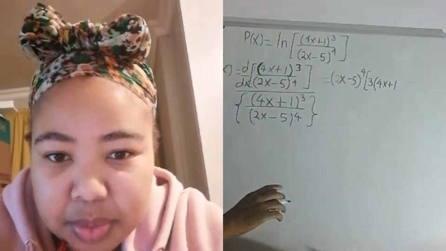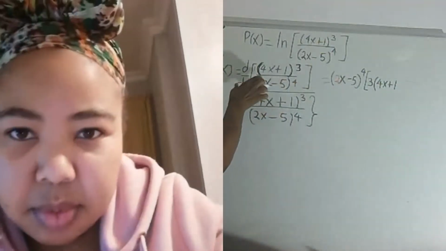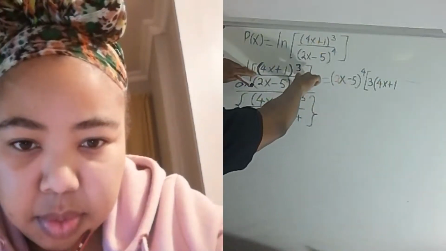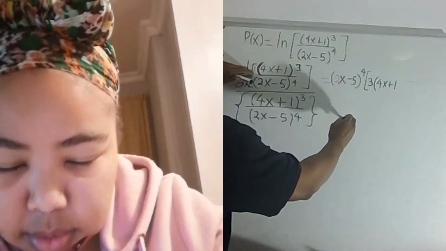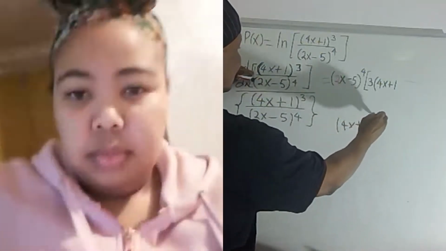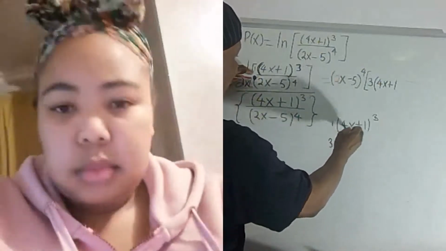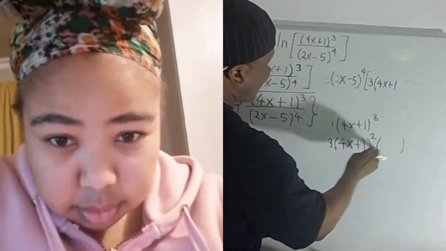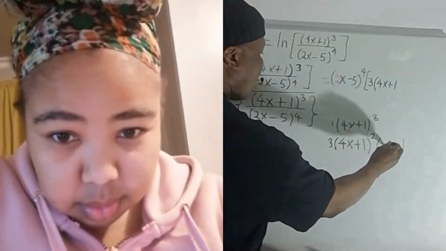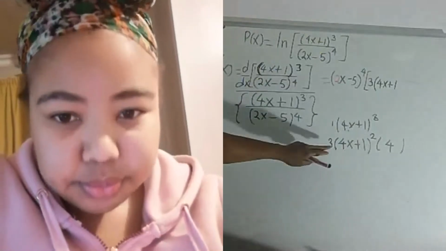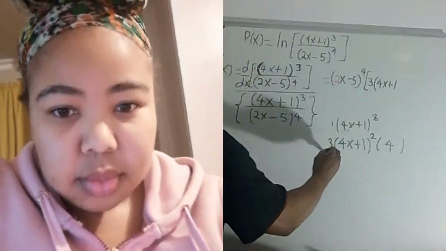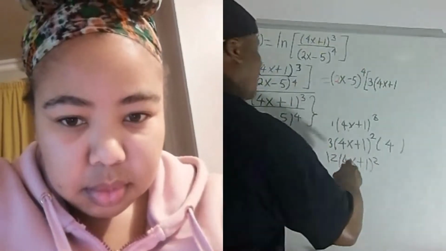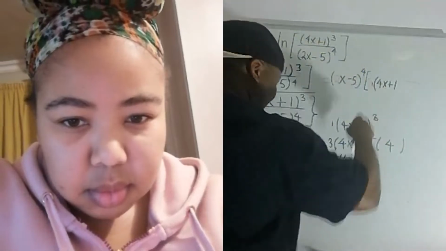Let me do it slowly. Because we differentiate this one, the denominator is constant, so we write it as constant. Now we differentiate (4x plus 1) to the power 3. 3 times 1 is 3. We drop the power, it's going to be (4x plus 1), 3 minus 1 equals 2. And then we differentiate the inside, which gives us 4. 3 times 4 is 12, so 12 (4x plus 1) squared. So I can simplify here, 12.